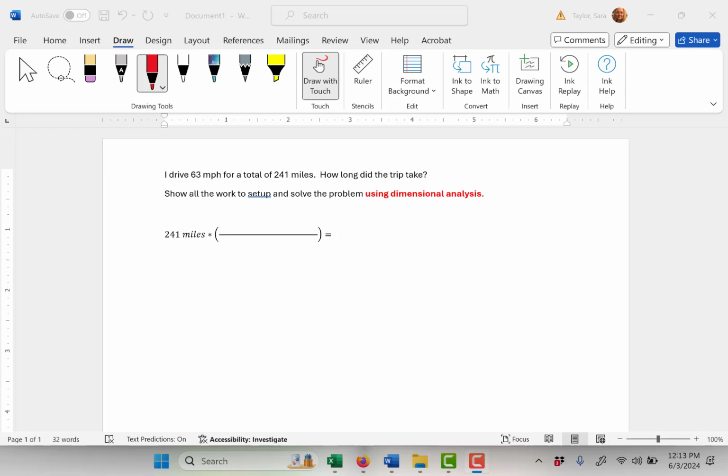I drive 63 miles per hour for a total of 241 miles. How long did the trip take? We're asked to solve the problem using dimensional analysis.